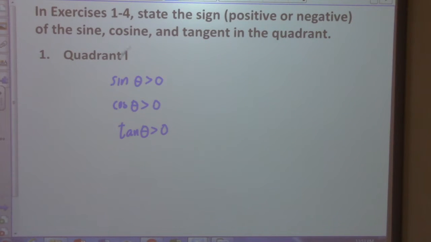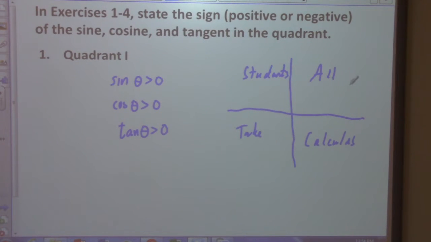Anyway, in exercises 1 through 4, state the sign, positive or negative, of the sine, cosine, and tangent in the quadrant. I'm going to go over these really fast. It's like we said, this thing right here in quadrant 1. Remember this thing, all students take calculus? Which is not true, of course, but serves a purpose today. So we know that in quadrant 1, all trigonometric ratios are positive, or greater than 0.